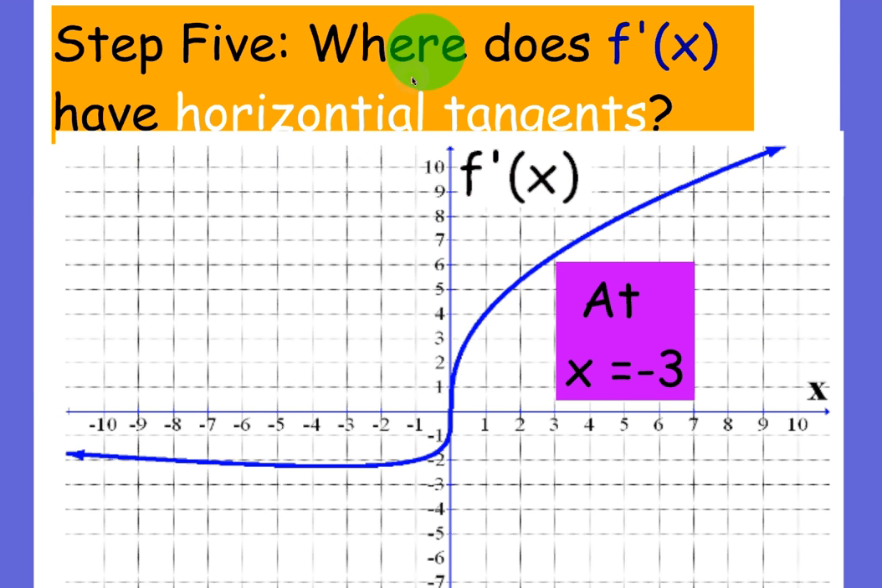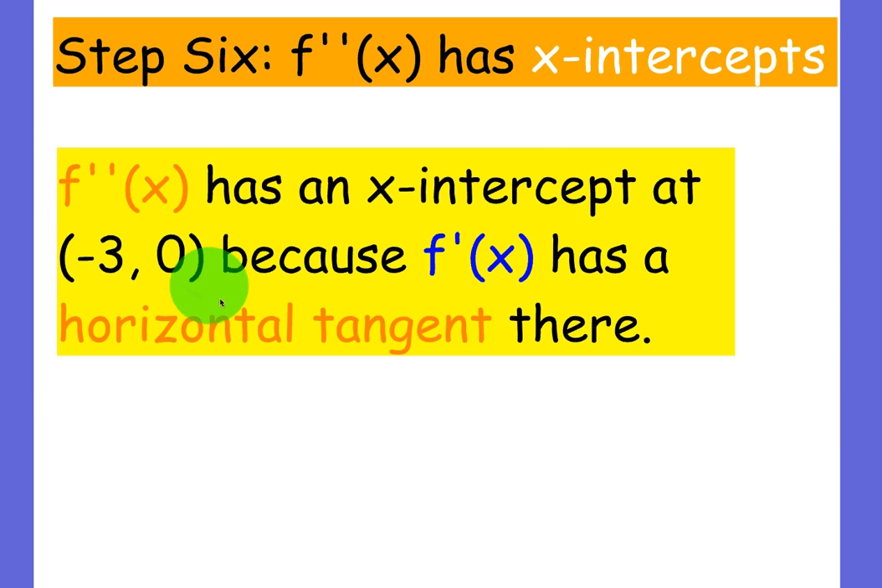Next, we're going to figure out where f prime of x has horizontal tangent lines. For step 5, this has a horizontal tangent right here. If we were to draw a tangent line at -3, it would go straight across, and therefore at x equals -3 we have a horizontal tangent. What does this mean for f double prime of x? Well, it means it's going to have an x-intercept at -3, 0, because f prime of x has a horizontal tangent there, meaning the slope is 0, so the y value of f double prime of x is going to be 0. So it will have an x-intercept there.